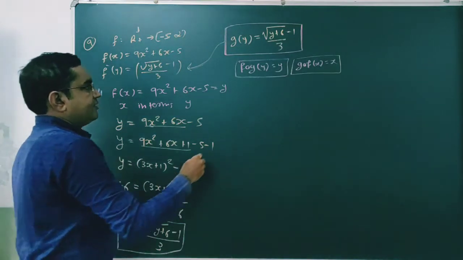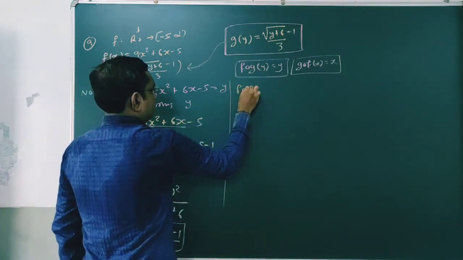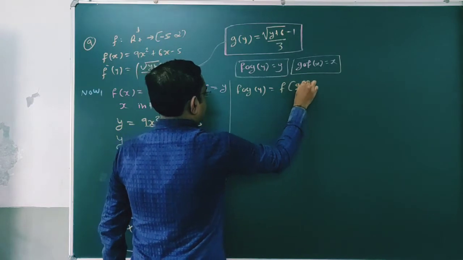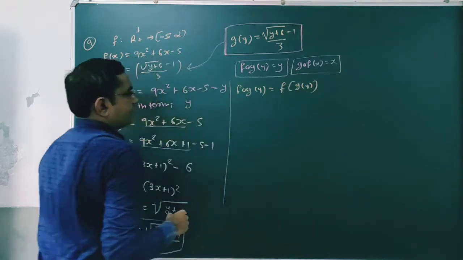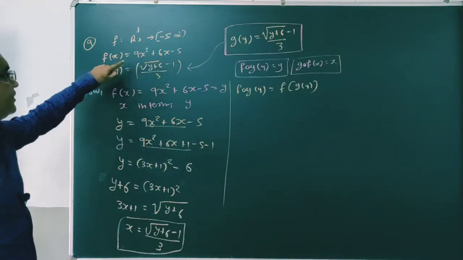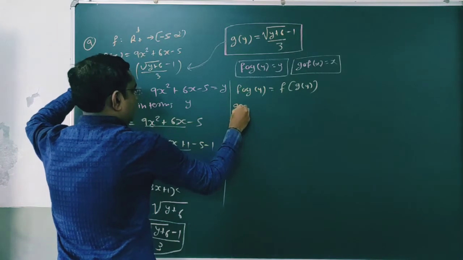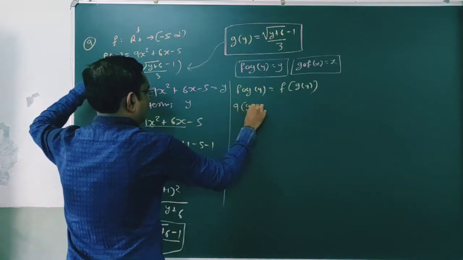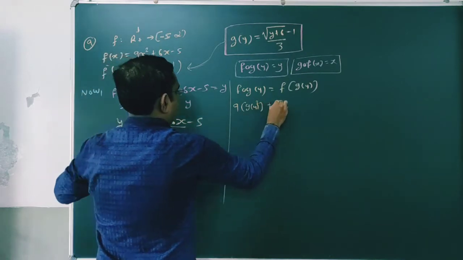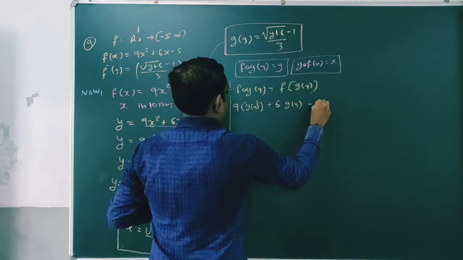So here let's try to solve this one. fog y is nothing but f of g of y. Now what is the definition of function f? If the input is x it gives 9x square plus 6x minus 5, so in place of x we have g of y, so it will multiply 9 with g of y square: 9 into g of y square plus 6 into g of y minus 5.